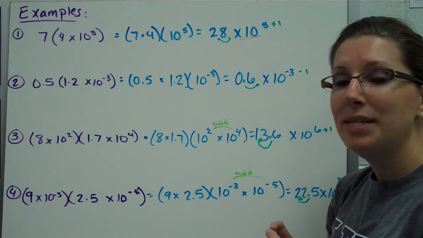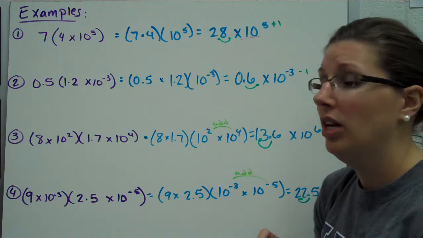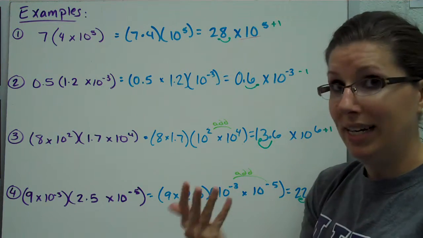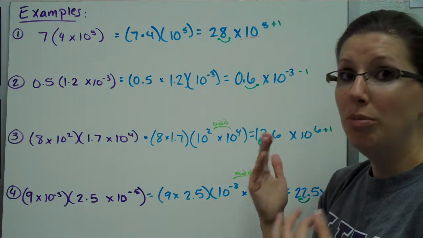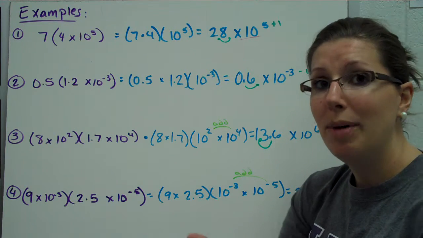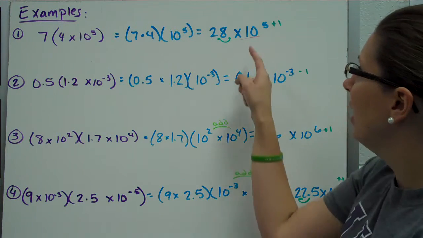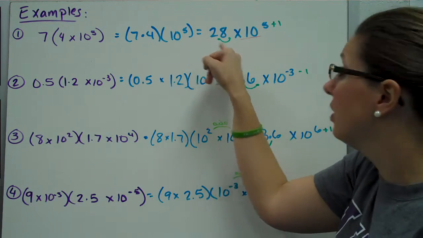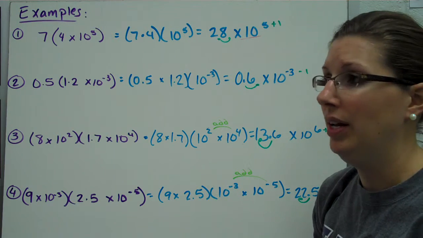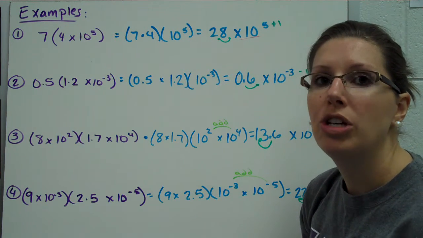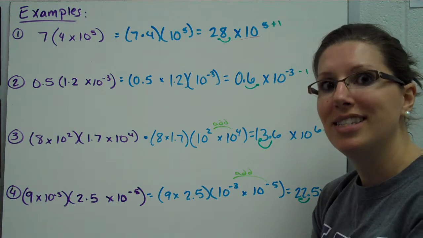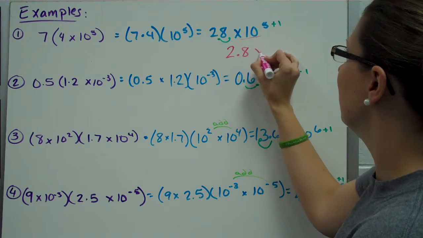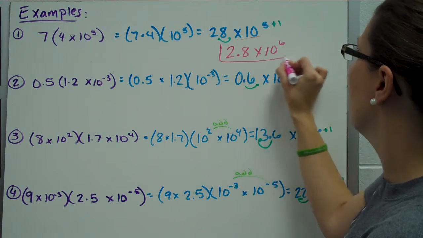But 28 times 10 to the 5th power is not in scientific notation because 28 does not fit in that range of a number between 1 and 10. So I've got to move the decimal so that it will become a number between 1 and 10. In a whole number, my decimal place is right here, and I'm just going to move it once to the left, which means I add 1 to the exponent. Again, I'm not changing its value, I'm just changing its appearance so that it will now be in scientific notation. So my new answer is 2.8 times 10 to the 6th power.